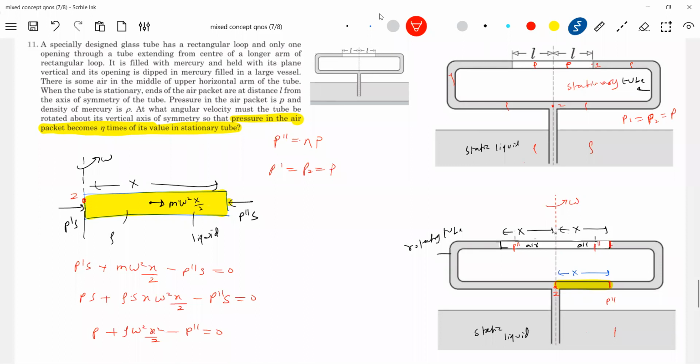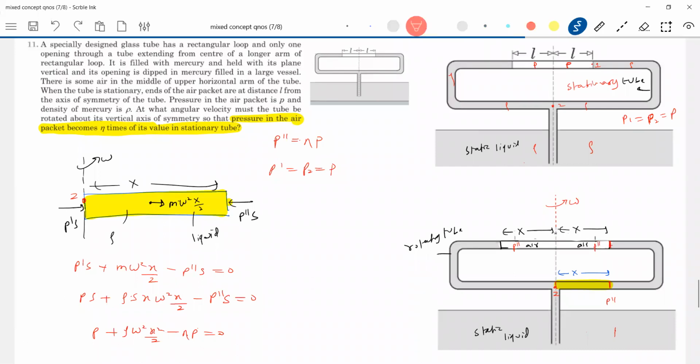The pressure will become eta times. So what is the pressure? Pressure P double dash should be eta P. That was a given. So I'll write it here now. Is this equation correct?